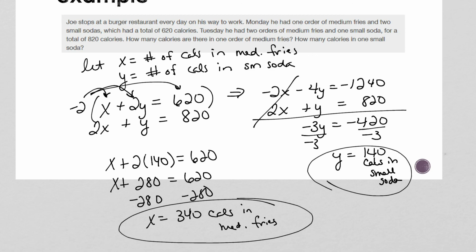So let's do some math on the calculator and make sure that we're right though. So what I'm doing is I'm typing in 340 plus 2 times 140. And I'm hoping to get 620. I did. Okay, so now I'm going to do 2 times 340 plus 140, and I'm hoping to get 820. And I did. Okay, so I know that these are good numbers of calories for this problem.